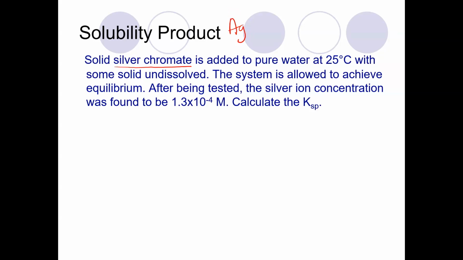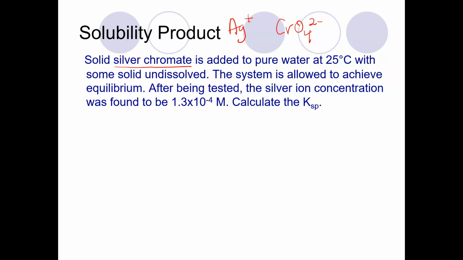If you look at your periodic table, silver's in the transition metal section. So you would probably expect it to say silver something in parentheses charge, but silver is one of the weird transition metals. It always has the same charge. Silver is always +1. Chromate is a polyatomic ion. It is CrO4 with a charge of -2.